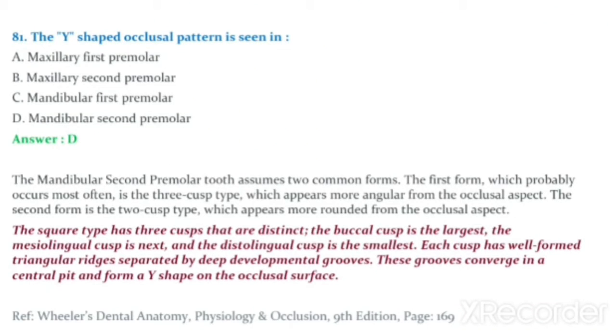Y-shaped occlusal pattern is seen in option A, maxillary first premolar, option B, maxillary second premolar, option C, mandibular first premolar, option D, mandibular second premolar. Answer is option D, mandibular second premolar.